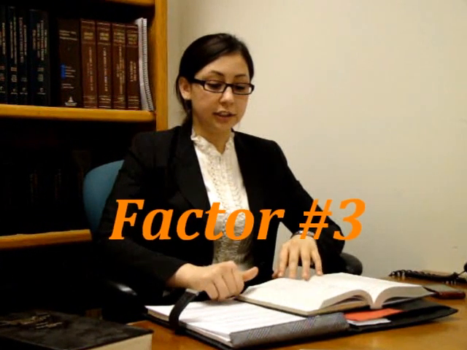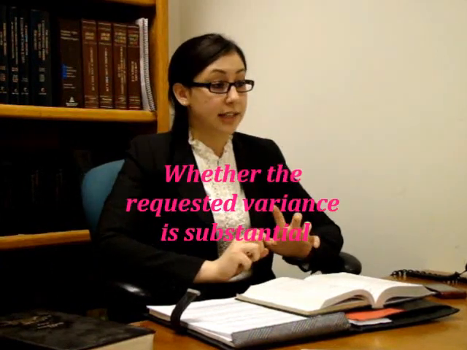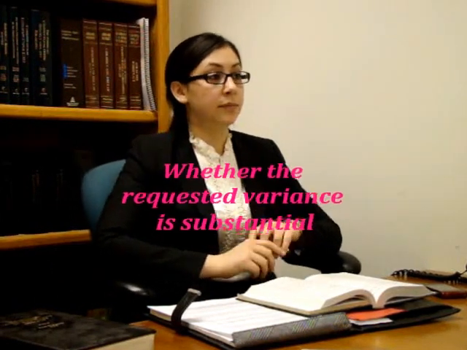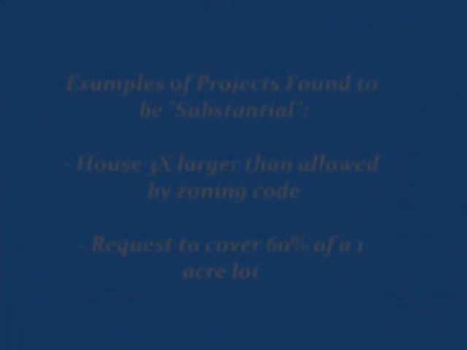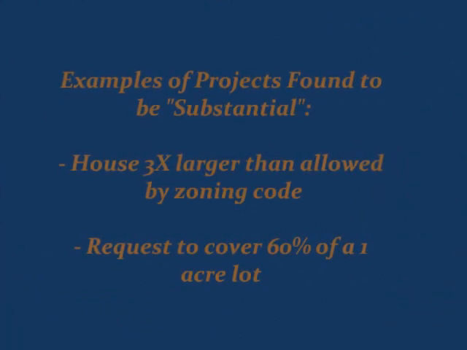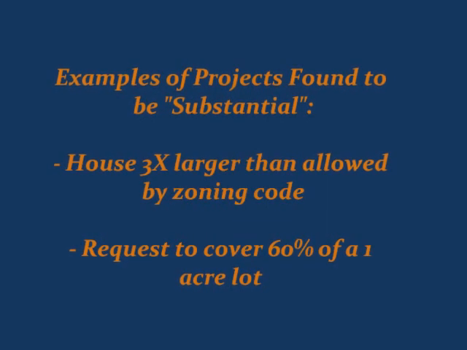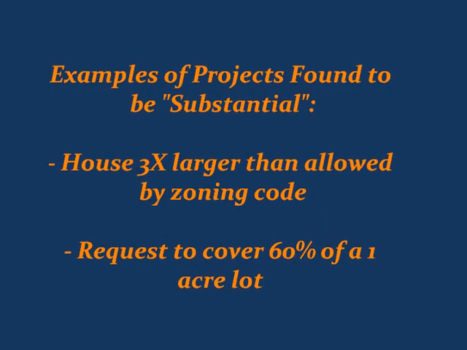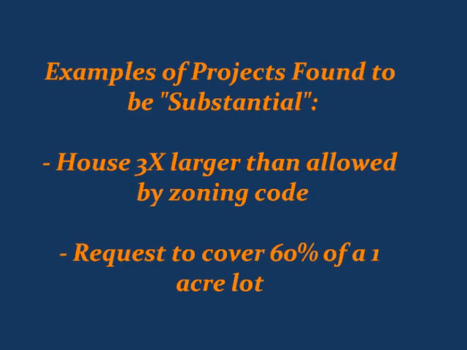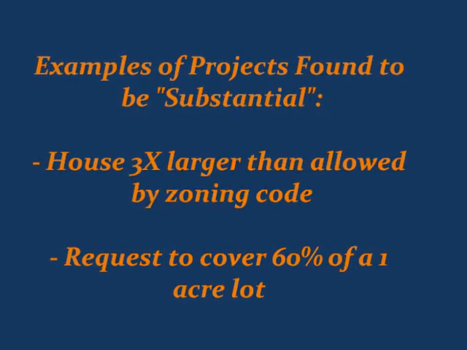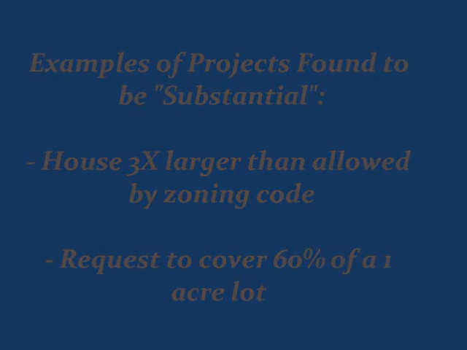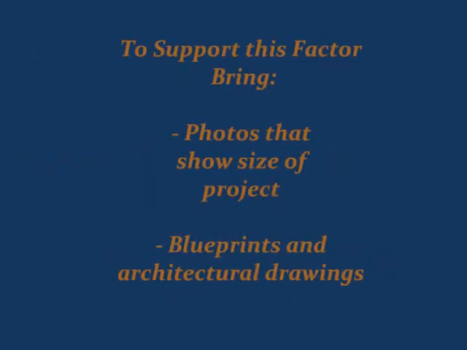The third factor is whether the requested variance is substantial. This factor is relatively self-explanatory, but it may be helpful if I provide some examples of projects which have been found to be substantial in other jurisdictions in New York. A request for an area variance to build a house 3 times the size allowed by the zoning code, and a request to cover more than 60% of a 1-acre lot were both considered substantial.